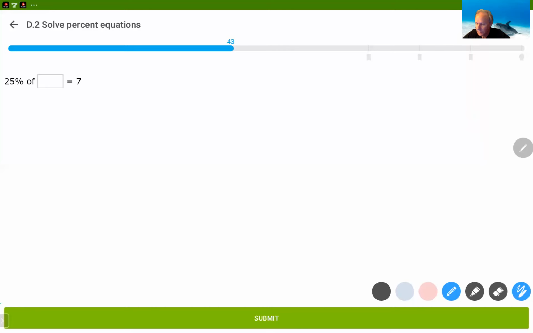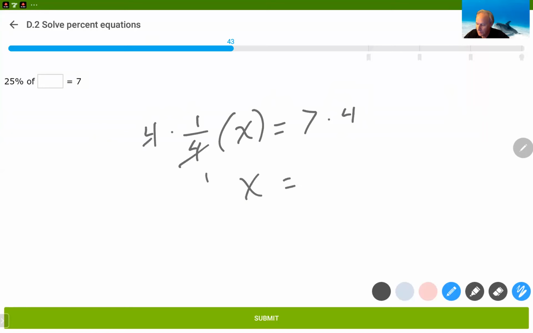25%. So 1/4 of some value is 7. Multiplying by 4 on both sides gives you x equals 28. You can think of, if you're looking at 1/4 of a number and you get 7, you could also do the 0.25 and do the decimal division, but that's going to be a lot uglier. Dividing by 0.25 is the same as multiplying by 4.